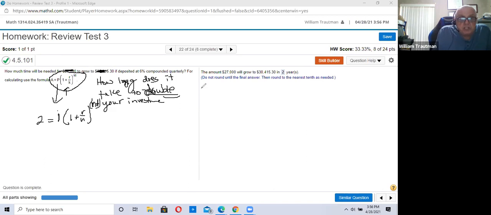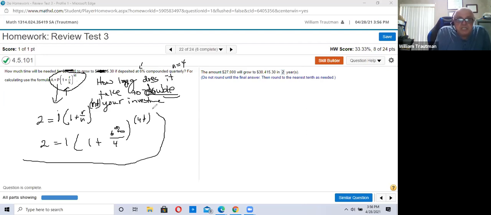So I'm going to write the whole formula out now. 2 equals 1 times 1 plus the interest rate, which was 6% up here. I'm going to use that interest rate, compounded quarterly, which means n is 4, raised to the 4 times t power. So we're doing the same thing as we did last problem, but we're using these numbers.